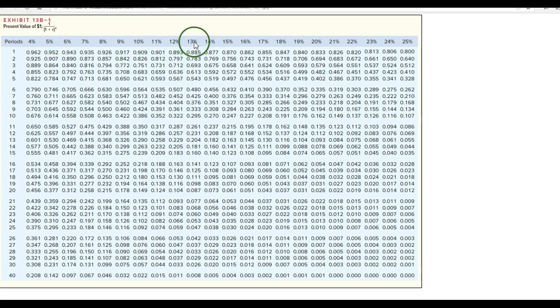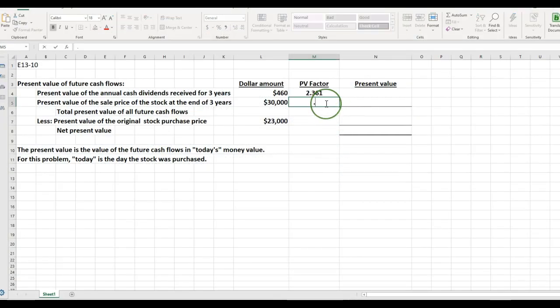Use the same percent, 13%, same number of periods, 3 periods, and the factor here is 0.693. So 0.693, let's type it in. Now let's multiply. So this is going to be equal to this times this, hit enter. So this is saying that those 3 future $460 payments are worth in today's money only a total of $1,086.